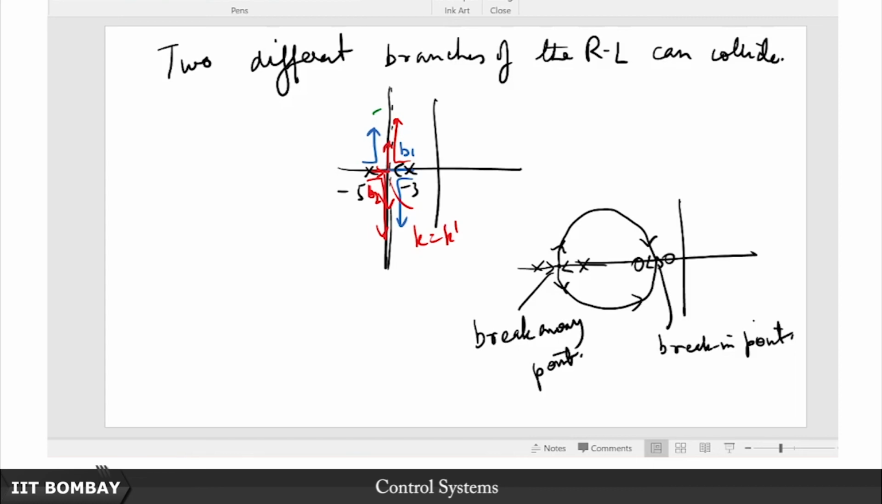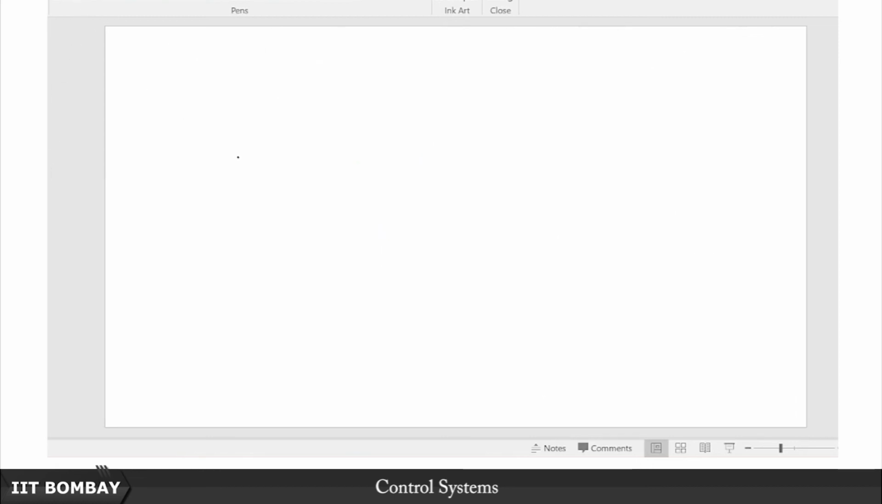Maybe we cannot evaluate this breakaway and break-in point like we evaluated the centroid. Can we at all evaluate this breakaway and break-in point on the real axis? That is the question. To answer that question, we observe certain phenomena.